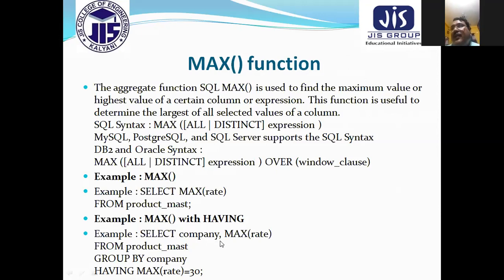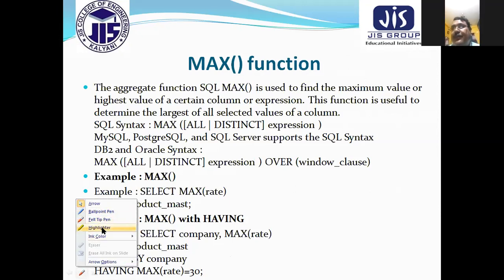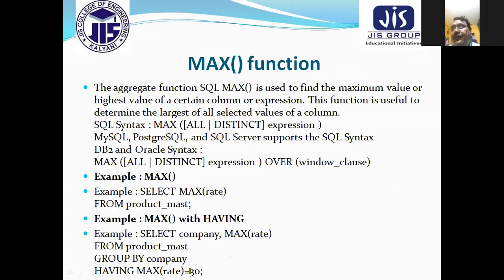What is the meaning here? I want to find, according to company, the maximum rate. Suppose company A's maximum rate is 130, company 2's maximum rate is 150, company 3's maximum rate is 130. If I use it up to this point, I can get the maximum rate of each company. If I write it in this way with HAVING, it will select only those companies where the maximum rate is above a given value.